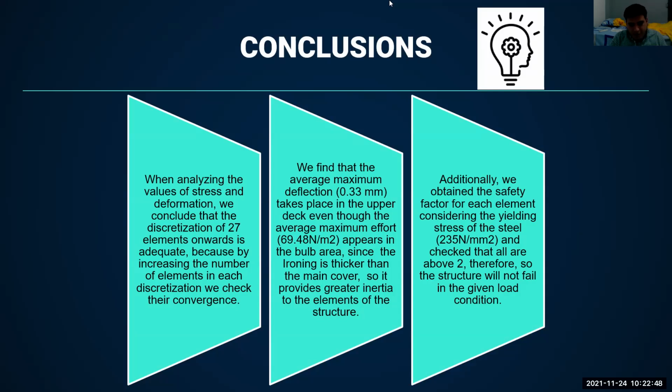Okay, finally, we can conclude that a discretization of 27 elements or more is okay to analyze the stresses and the deformation of this structure. Also, we have checked that the maximum stress is located in the bulb, even though the maximum deflection happens in the deck. We can conclude that it is because in the hull, we have the plate with more thickness in order to give more strength to the hull of the ship.